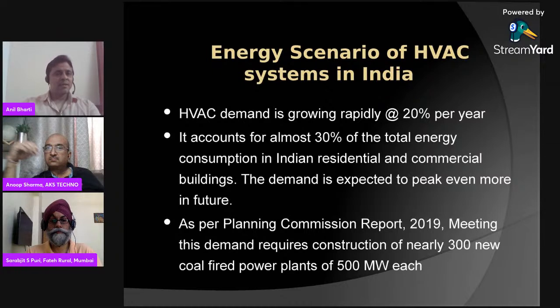Now, as we all know, heating, ventilation, and air conditioning systems are the most energy intensive equipment in any building, and they are growing at a very fast pace, at the rate of 20% per year. In the present scenario, they take up around 30% of the total energy consumption in Indian residential and commercial buildings. If demand keeps increasing this way, as per the Planning Commission report, we will require at least 300 new coal-fired power plants, each of 500 megawatts, to cater to our increasing demand. So from here you can see how important energy efficiency is, because if we are able to run these big units efficiently, we can reduce energy consumption drastically.